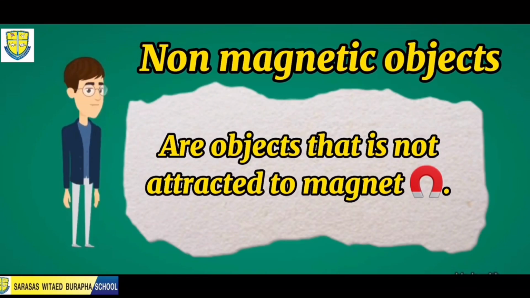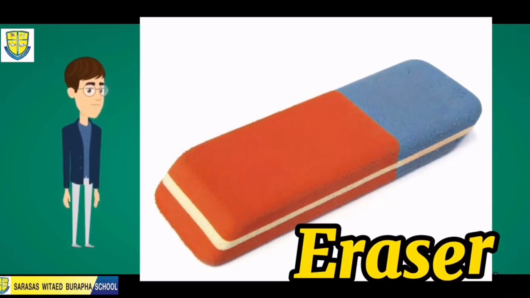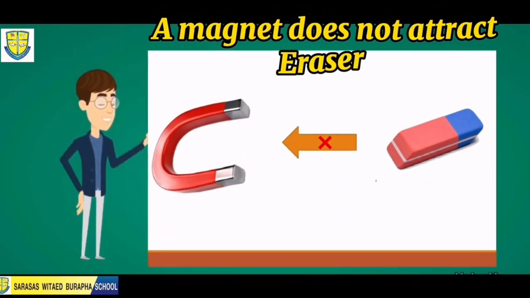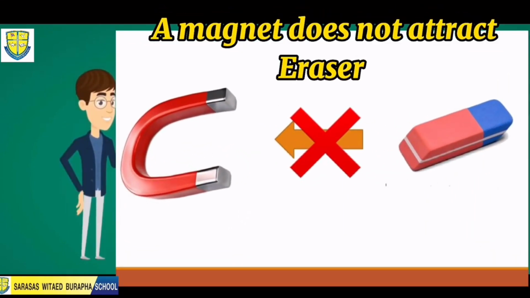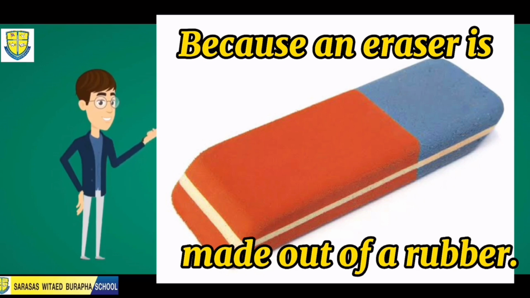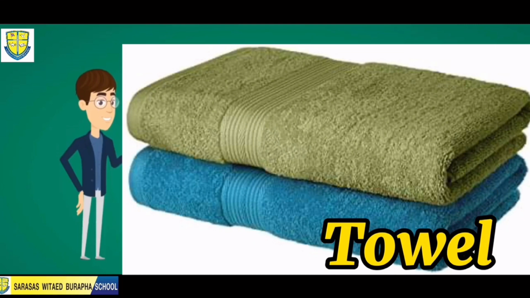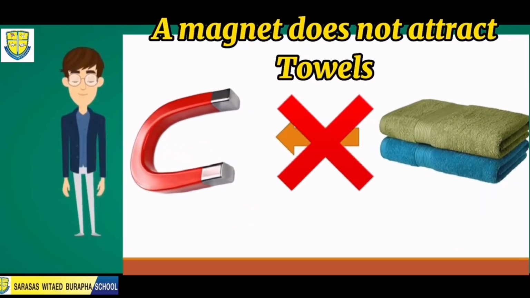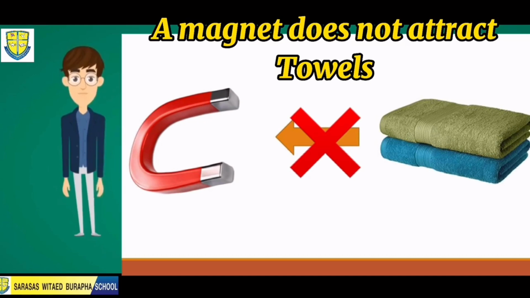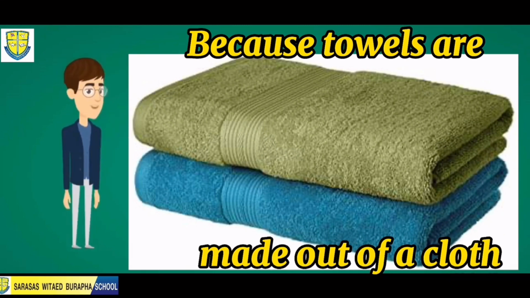Non-magnetic objects are objects that are not attracted to a magnet. For example, an eraser. A magnet does not attract an eraser because an eraser is made out of rubber. Next example is towel. A magnet does not attract towels because towels are made up of cloth.